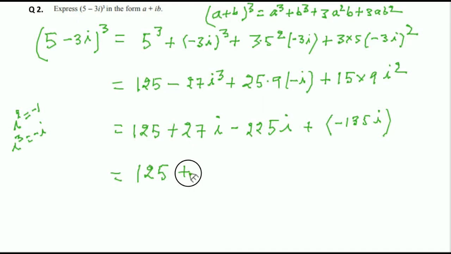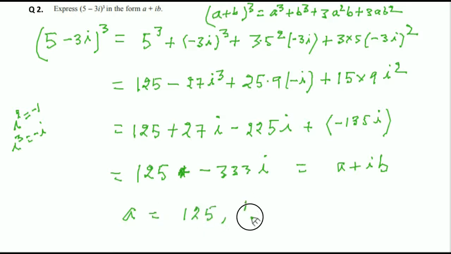So this will be minus 333 iota. Now this is the form of a plus iota b. If you compare a and b, a equals 125 and b equals minus 333. Let's go for the next question.